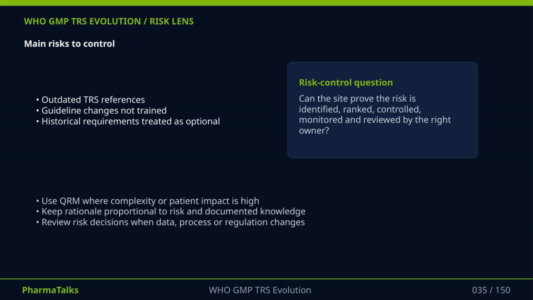To manage these risks effectively, it's important to apply quality risk management, especially when complexity or patient impact is high. We should keep the rationale proportional to the risk and ensure it's well documented. Finally, risk decisions must be reviewed whenever there are changes in data, processes, or regulations to maintain compliance and safety.